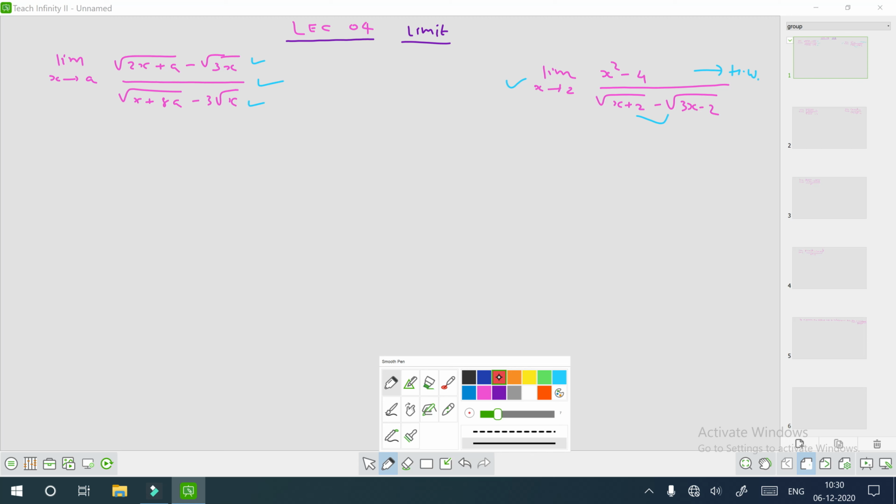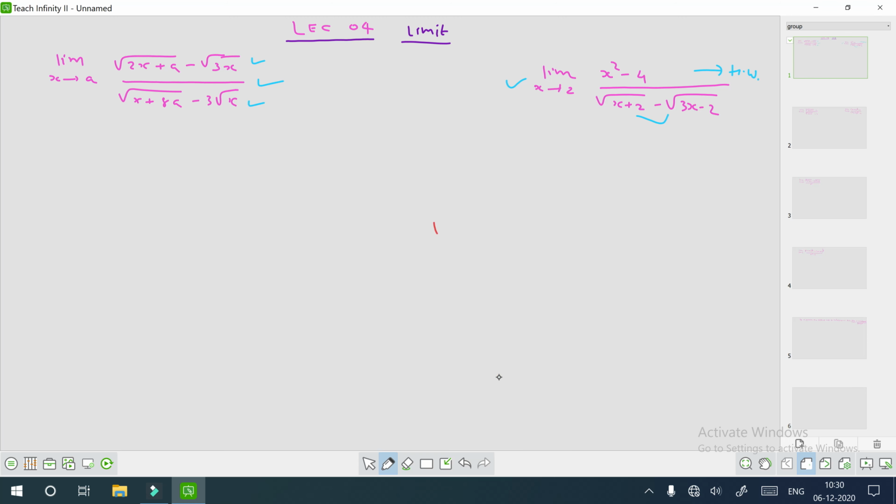How? See here. If we rationalize numerator, likewise, root 2x plus a minus under root 3x is given to us. So multiplied and divided by the conjugate factor, root 2x plus a plus root 3x over under root 2x plus a plus root 3x. Yes, in this way we can rationalize it. So here let us see, direct step is there.